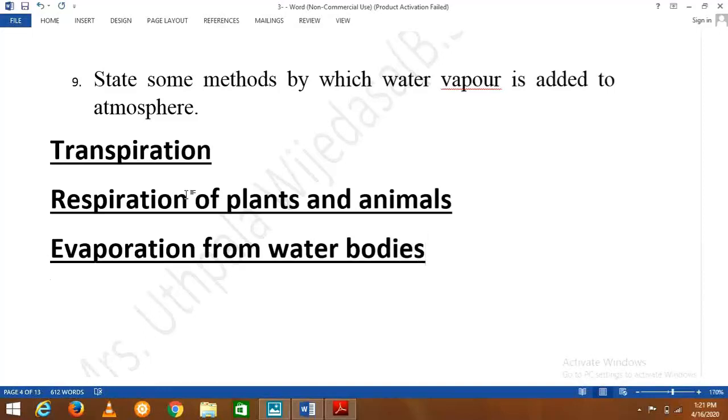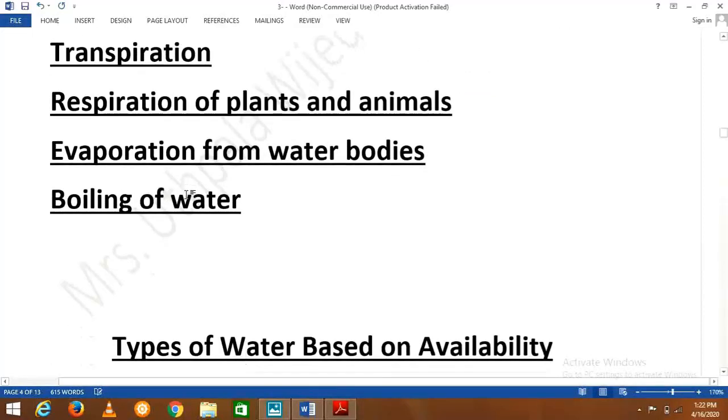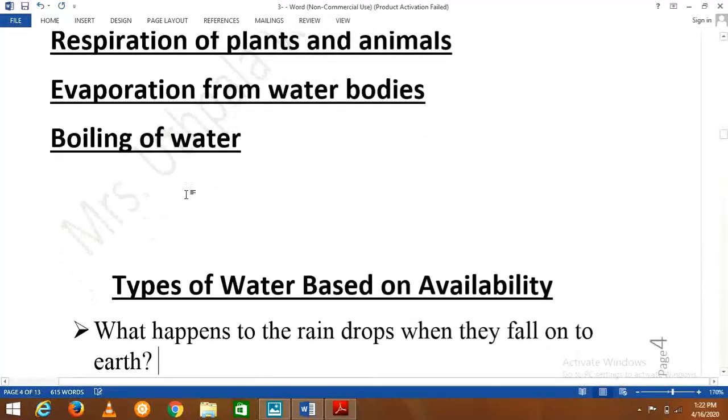Then as the fourth method, you can say boiling water. Water is boiled for different industrial purposes as well, in addition to the water boiled in households. Boiling of water for several purposes. So these are the methods by which water vapor is added to the atmosphere: transpiration, respiration of plants and animals, evaporation from water bodies, and boiling of water.